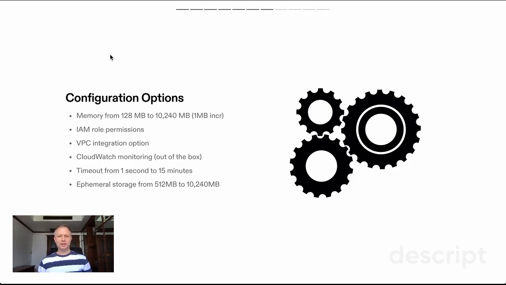And then lastly, there is ephemeral storage. So if you need some sort of working space in your Lambda, you can configure the ephemeral storage all the way up to 10,240 megabytes to suit your needs.